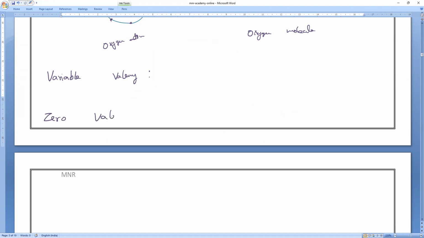Next, zero valency. Zero valency is very simple. How many electrons are in its valence shell? Zero valency means 8 electrons. The elements which have 8 electrons in their valence shell and do not take part in chemical reactions. Okay, everyone? So write it.